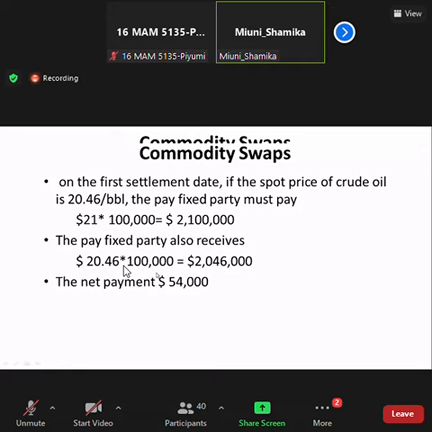$20.46 times 100,000 barrels. So finally the net payment will be the difference between these two, which is $54,000. So it is very easy. It's like this. You agree to a price. You say $21. And the other party says, I will pay the market value or the floating rate. So on the date of the settlement, the current market price is 20.46. That means simply you lose.